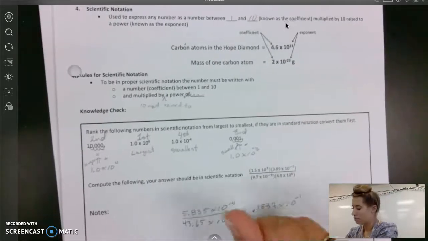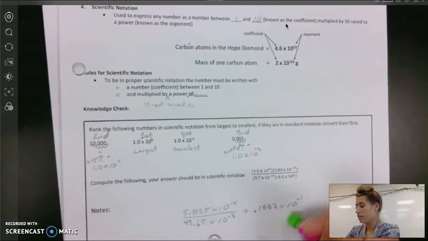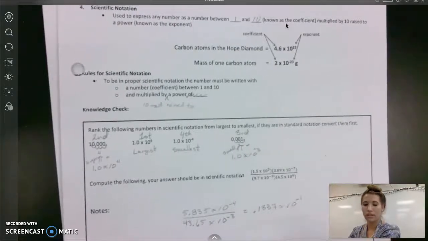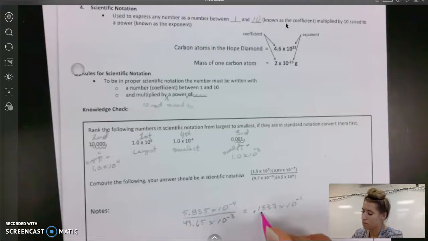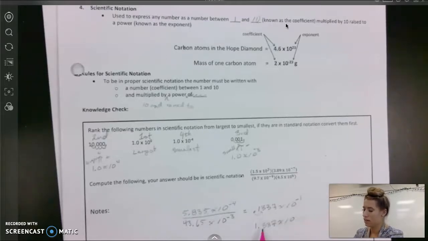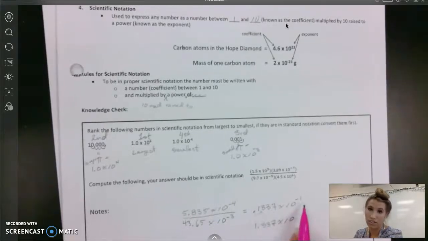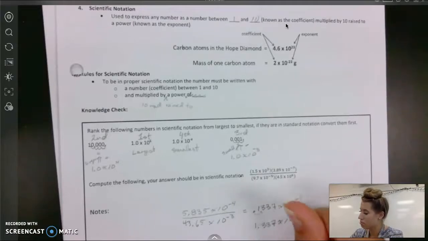But our last step here is this is not in standard form because our coefficient here is less than 1, and it needs to be between 1 and 10. Okay? So if I move my decimal to the right, I'm going to have 1.337 times 10, and I made this number smaller by 1 space, so I'd have a -1, and I'm going to add that to our existing -1. So we're going to have a -2 value.